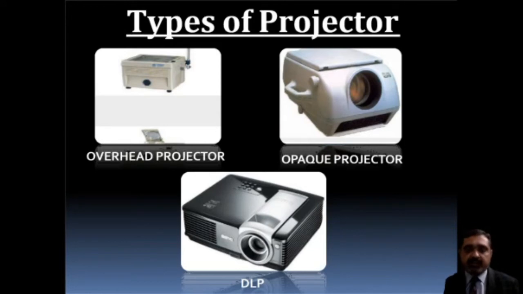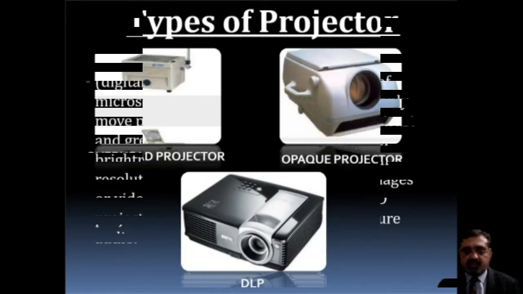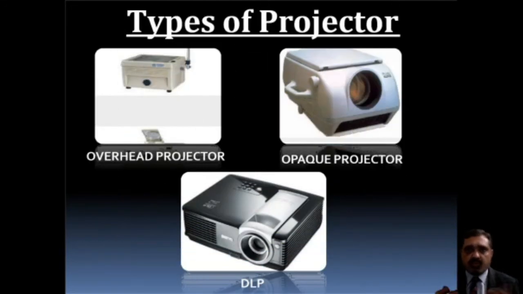Now if we define OHP, what is OHP? This is the abbreviation of overhead projector. Like a film or slide projector, it uses light to project an enlarged image on a screen. In an overhead projector, the source of the image is a page-sized sheet of transparent plastic film, also known as foils, with the image to be projected either printed, handwritten or drawn.